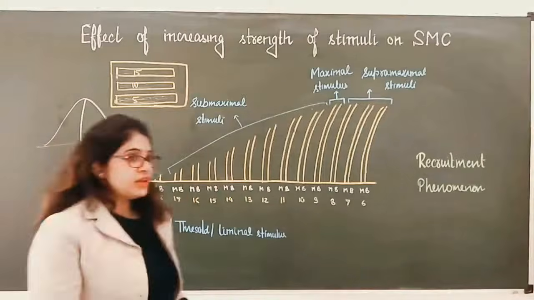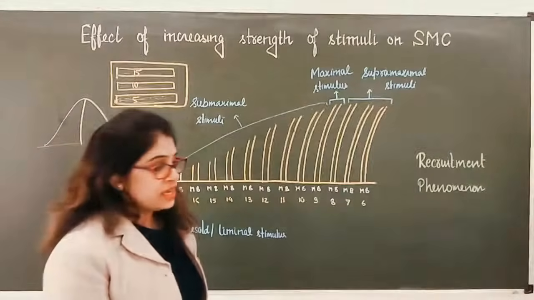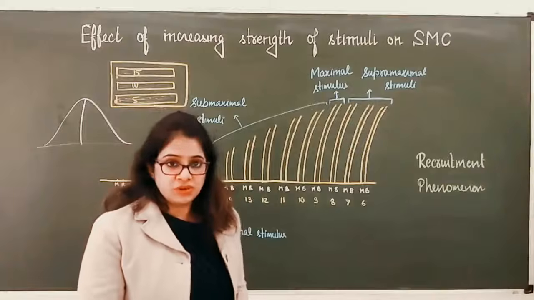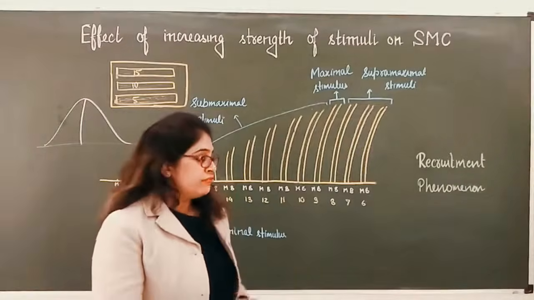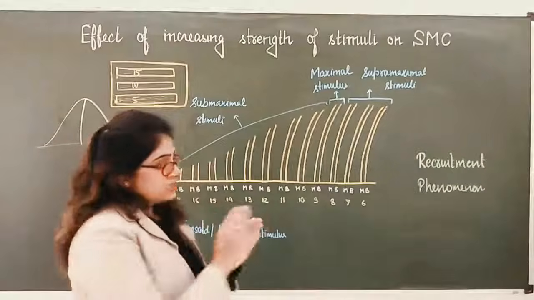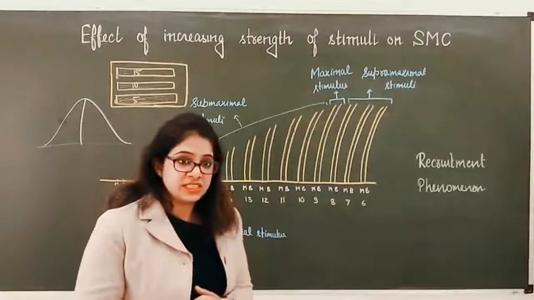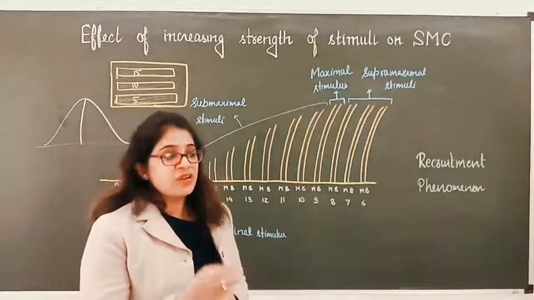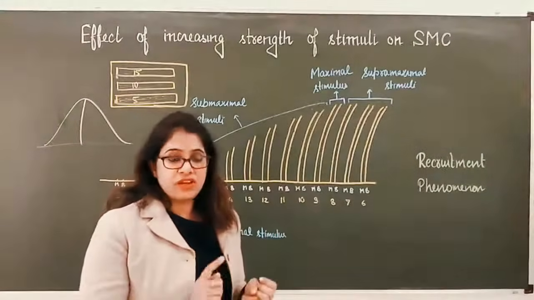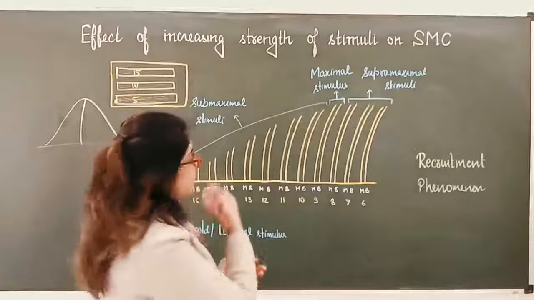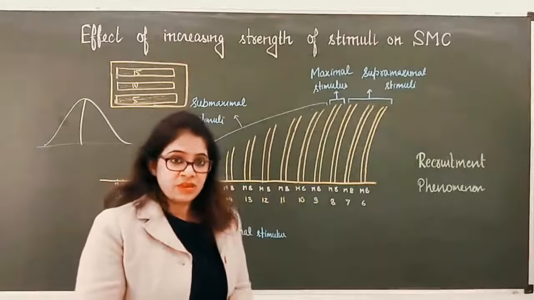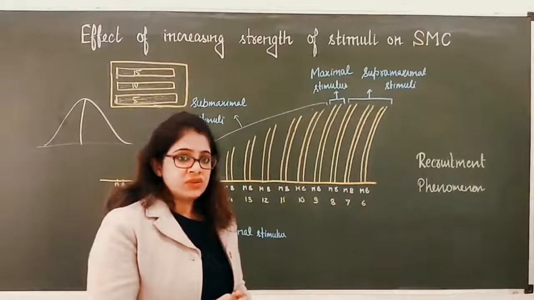Now your examiner may ask you why the all or none law is not followed here. We have seen that on increasing strength, the force of contraction kept on increasing. So we can answer that the all or none law is true for one motor unit, but here we have multiple motor units. So here the all or none law does not apply.